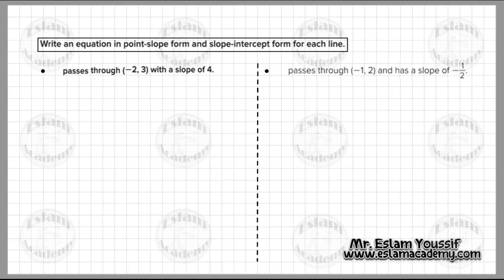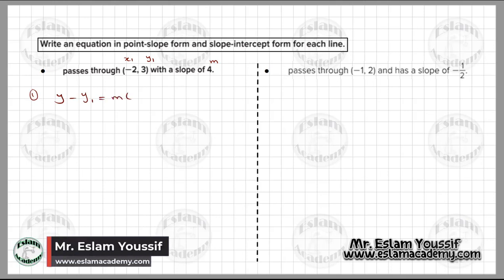In this problem, we need to write the equation of a line which is passing through a point and has a given slope, in point-slope and slope-intercept form. Now the first part. As we said before, for any point (x1, y1) and slope m, the point-slope form is y - y1 = m(x - x1).